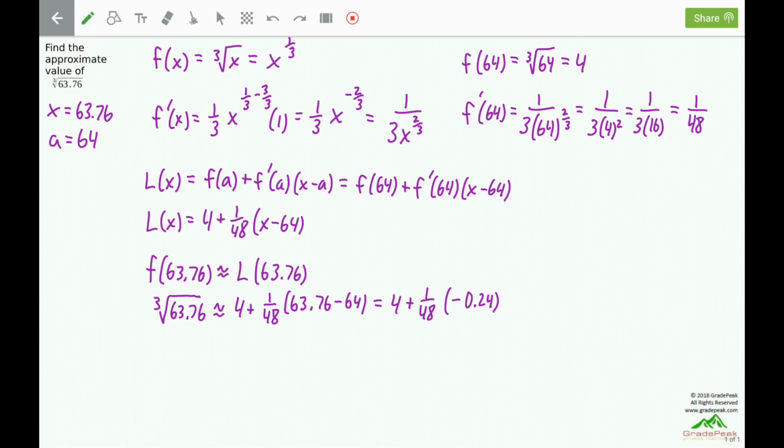The 0.24 and the 48 are both reducible by a 24. A 24 will divide into the 0.24 to become a 0.01 and into the 48 to become a 2. So this can also be written as 4 plus 1 over 2 times negative 0.01. So the cubed root of 63.76 will be approximately equal to 4 plus 1/2 times a negative 0.01 will be a negative, and half of 0.01 is 0.005.